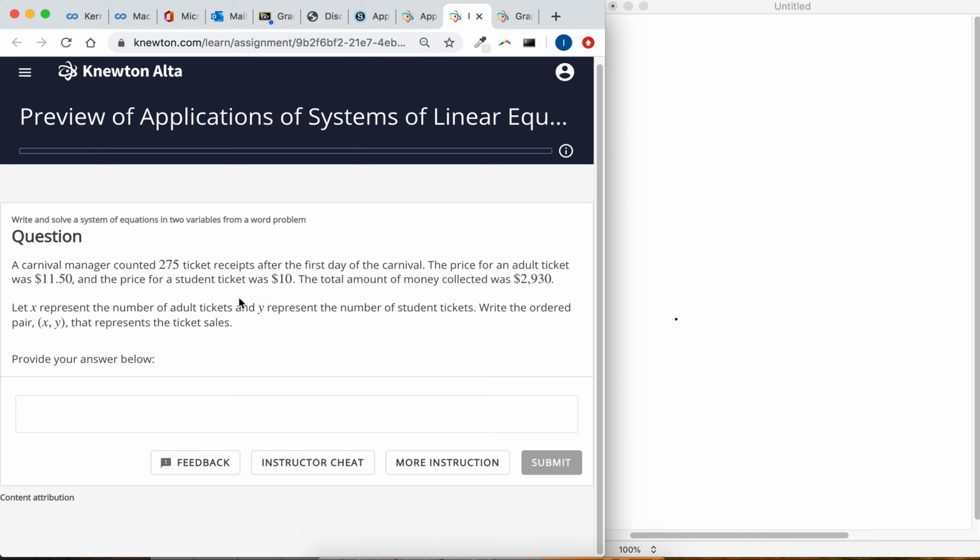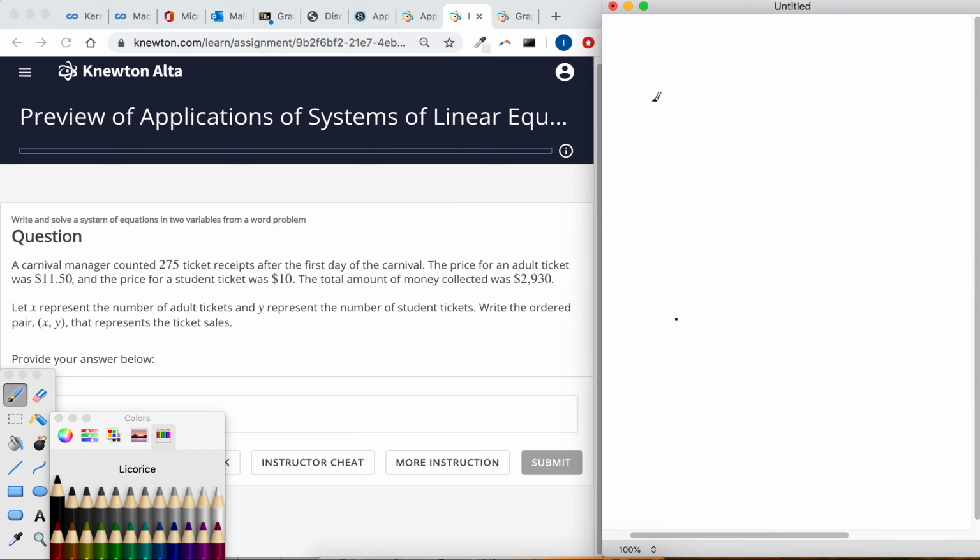So we need to make two equations because we have two unknowns. The first equation I'm going to make is going to represent the dollars. It's $11.50 times each X, so times each adult ticket. If you get 10 adult tickets, you made $115 from the adults. Plus $10 for each Y, for each student ticket. The amount of money you make from the adults plus the amount of money you make from the students should equal $2,930. So there's one equation.